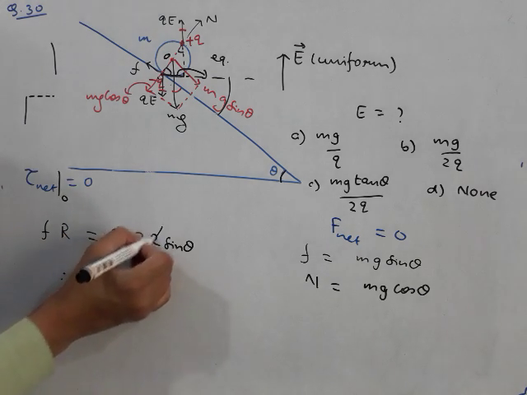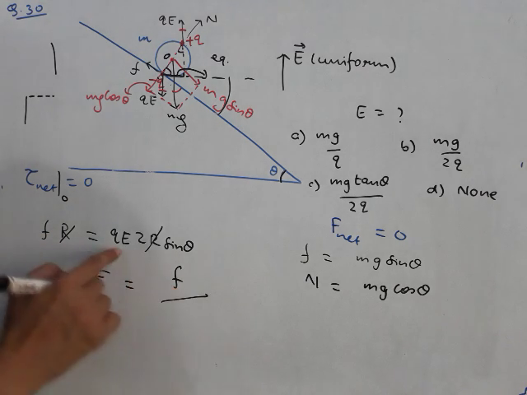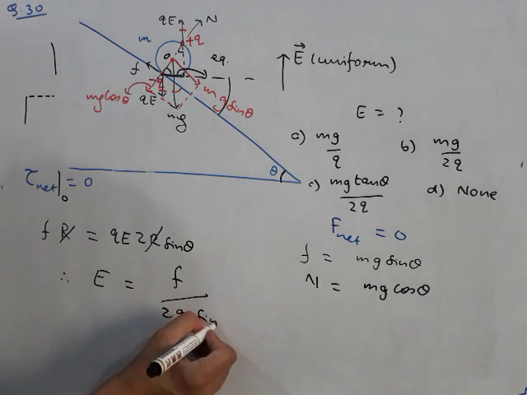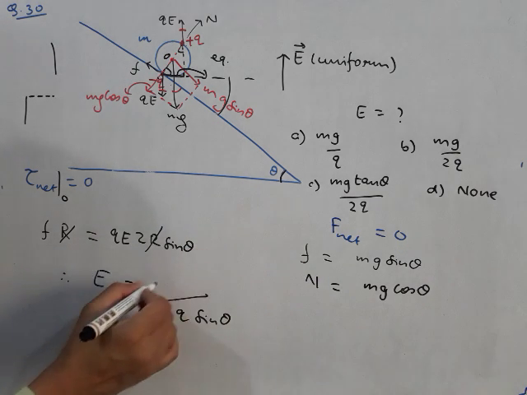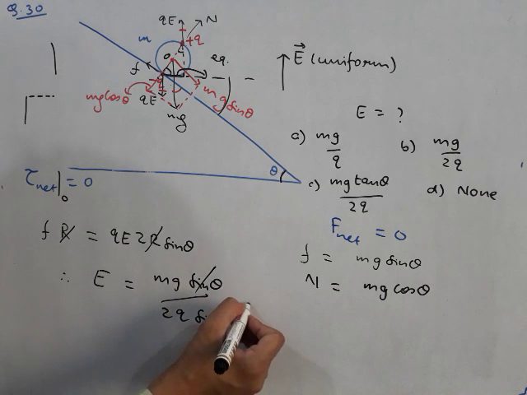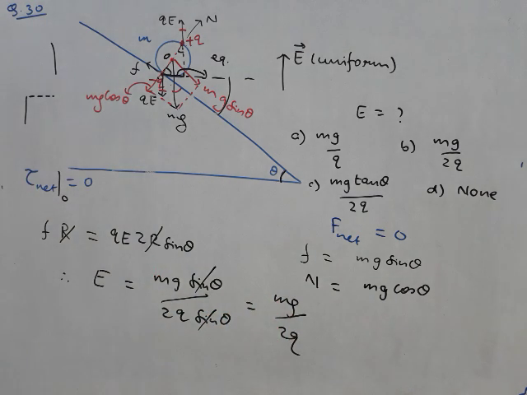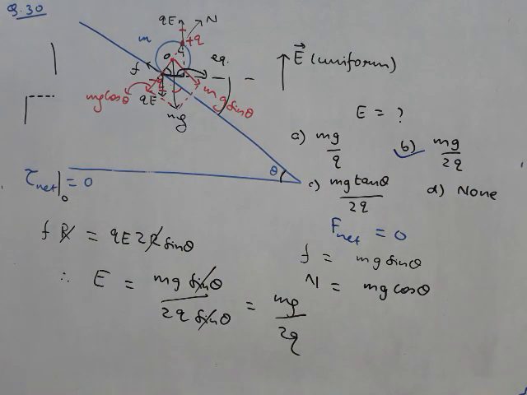So we are done now. Therefore, R will cancel. E will become equal to F upon 2Q sin theta. But what is F? F we have seen earlier, from this equation, is mg sin theta. So the term sin theta will cancel and therefore our answer will be mg upon 2q. So which option is correct? It's the second option in this question that is the correct answer, that is this B. I'll stop here, students.